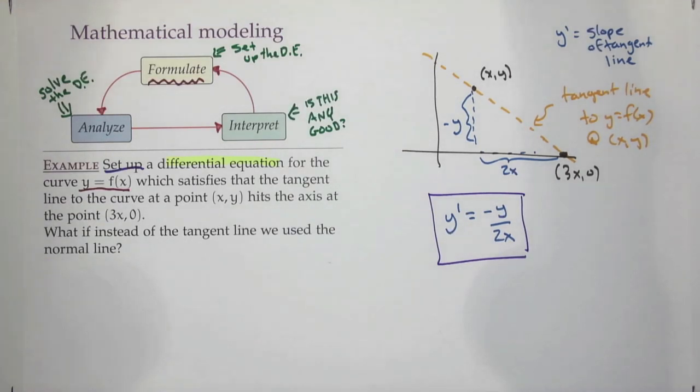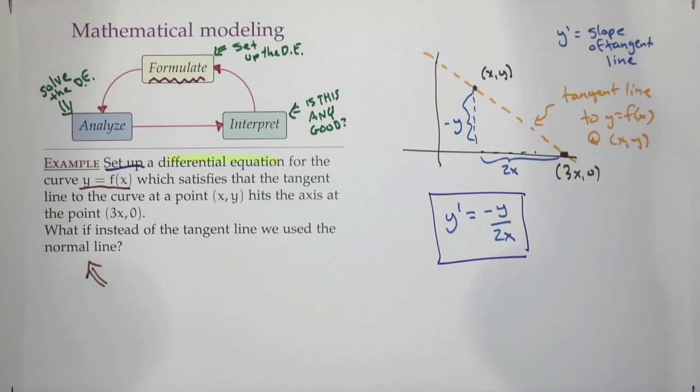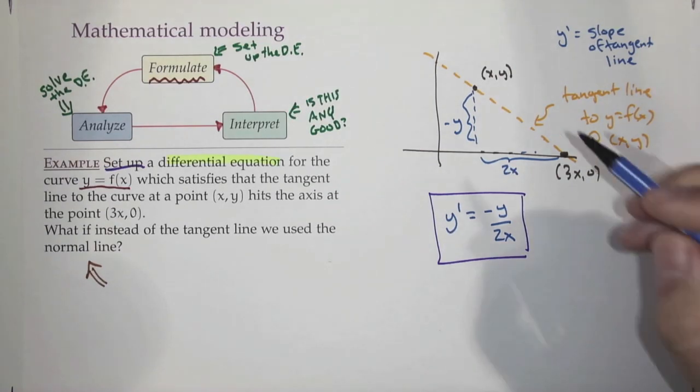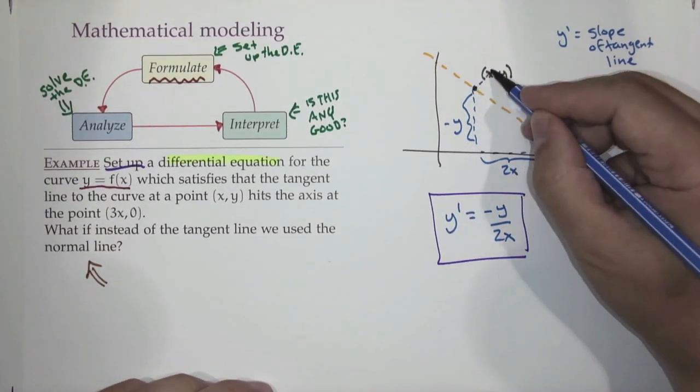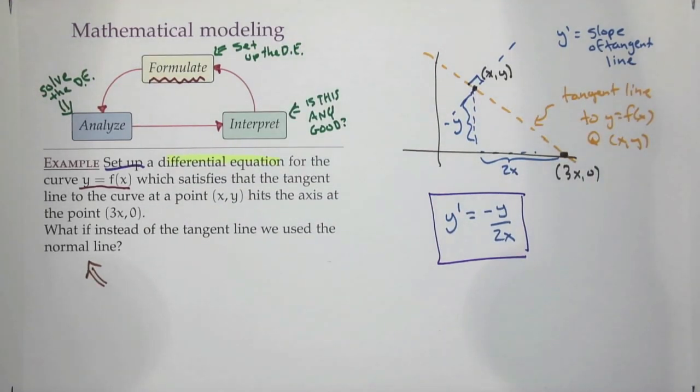So that's good. Now, quick question here. What if instead we'd use the normal line? Well, wait, what's the normal line? Perpendicular. So when you hear the word normal, you think perpendicular. Okay, so we want normal. So we want it to be perpendicular. Right angle. Well, do we have to do a lot of work? Or can we just write down the answer?